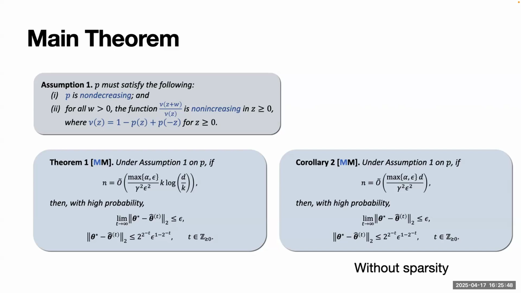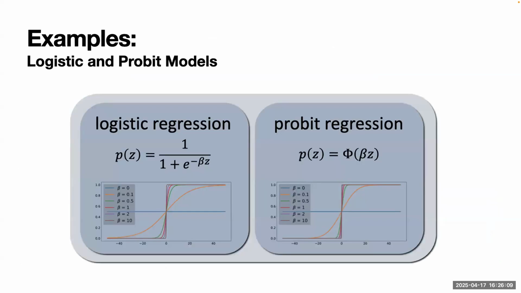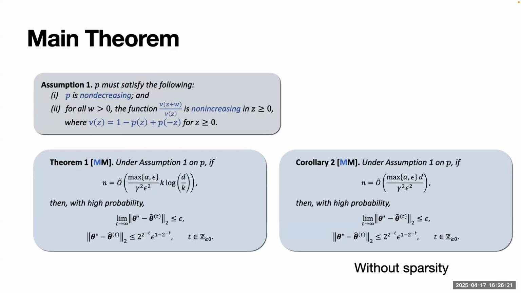So this is without sparsity, this is with sparsity. And now, what are the assumptions? The first assumption is that the function P(z) is non-decreasing. You see, this is P, right? So this is non-decreasing. That's one of the things, which is pretty natural. In both the probit and logistic cases, this thing is actually increasing. That's given. That's intuitive.